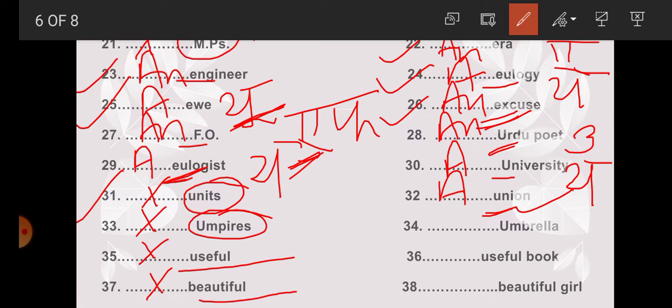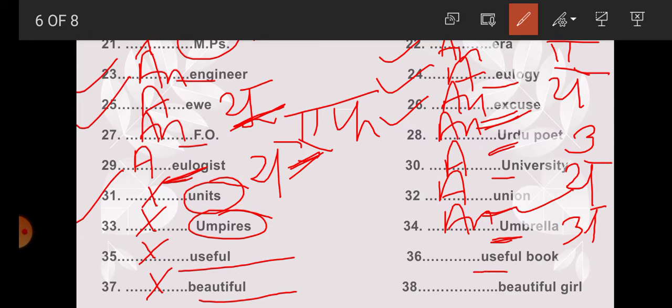Now next one, dash umbrella. Student, umbrella. So here what is it? Umbrella starts with a vowel sound. So write N here.